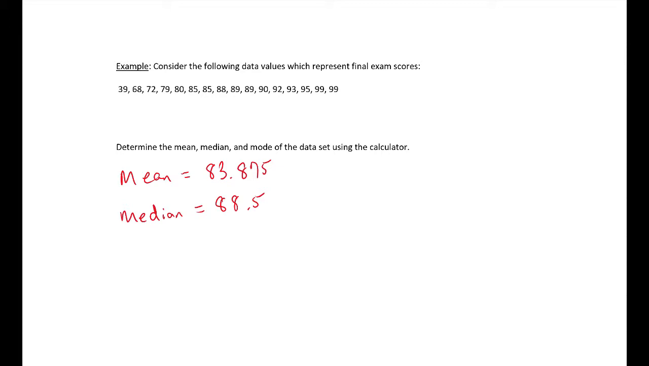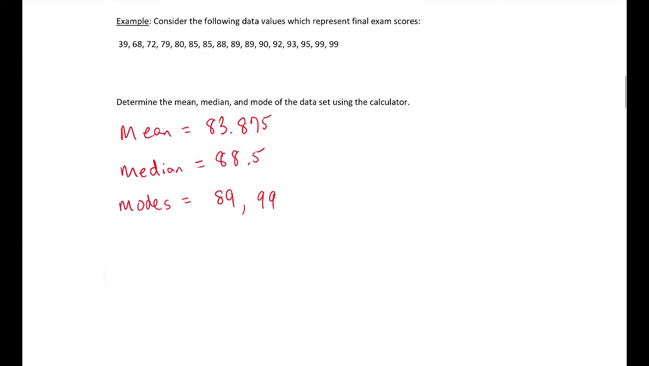Okay. And lastly, we need to calculate the mode. Well, once again, the mode is your most frequent data value. So first of all, let's locate, do we have any repeating data values? Yeah, we have 89 that repeats twice, and we have 99 that repeats twice. So because both of those are the most frequent data values, in this case, we actually have two modes. We have a mode of 89, and we also have a mode of 99, because both of those occur twice.